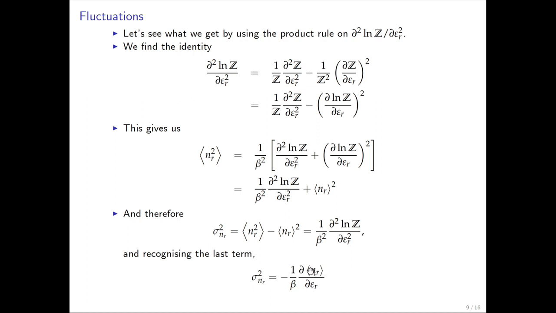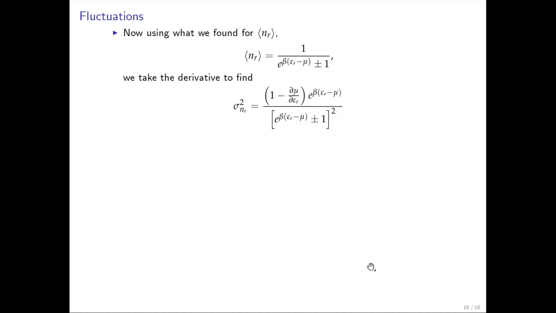And since we have this already evaluated for fermions and bosons, then we just have to take that derivative. Just to remind you again, that's what we found, plus sign for fermions, minus sign for bosons. We take the derivative, use the chain rule, and we'll find just this, right?